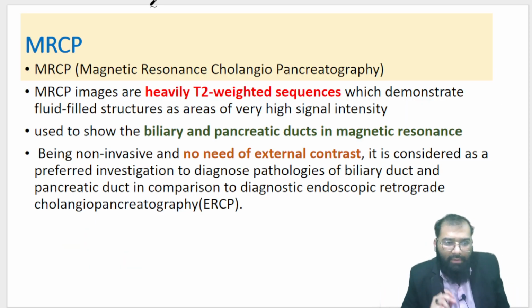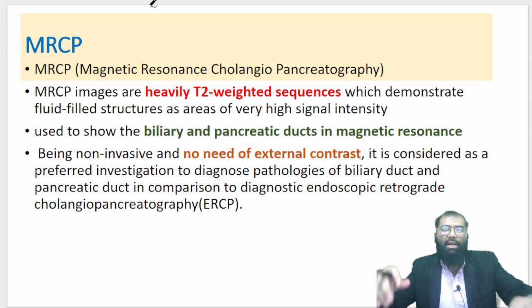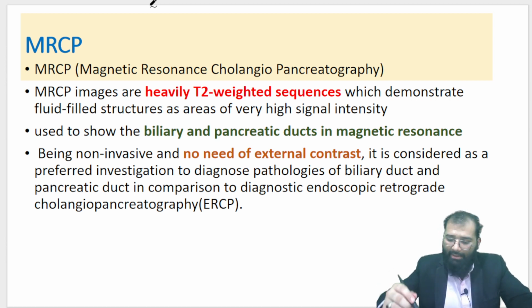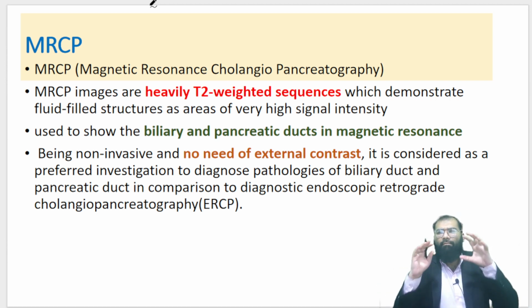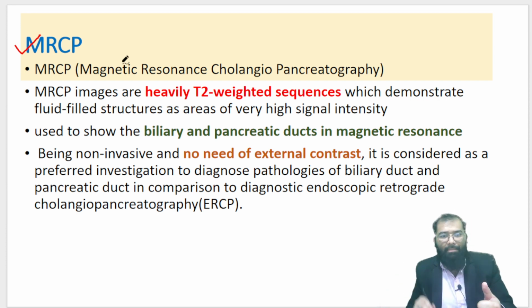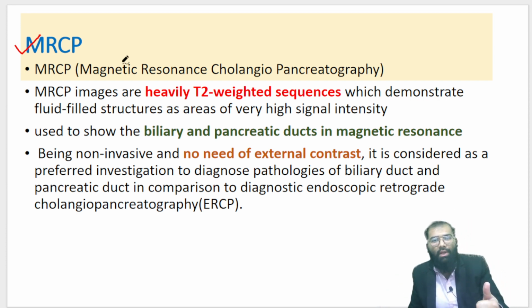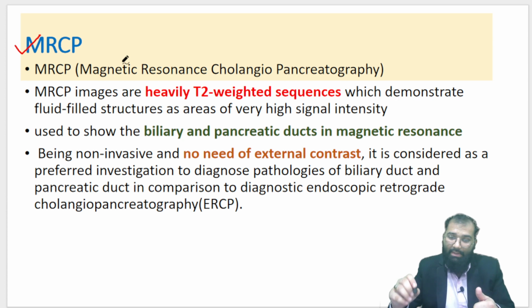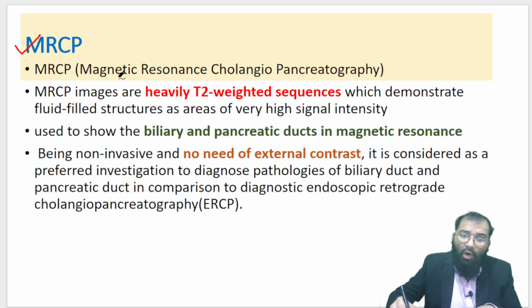Okay. Now we come to another important modality of imaging, which is MRCP. This is very important and lots of questions are asked on this. MRCP stands for magnetic resonance cholangiopancreatography. Now what is it? VVIP statement, very important statement.